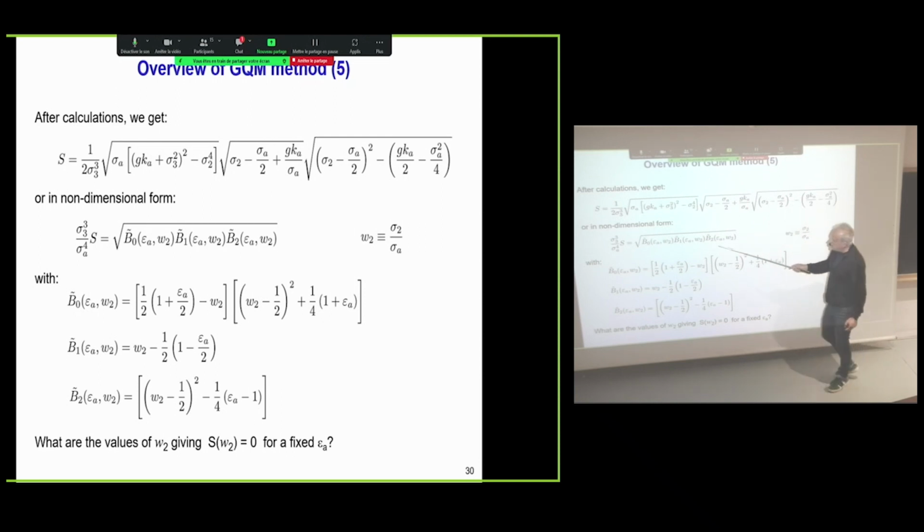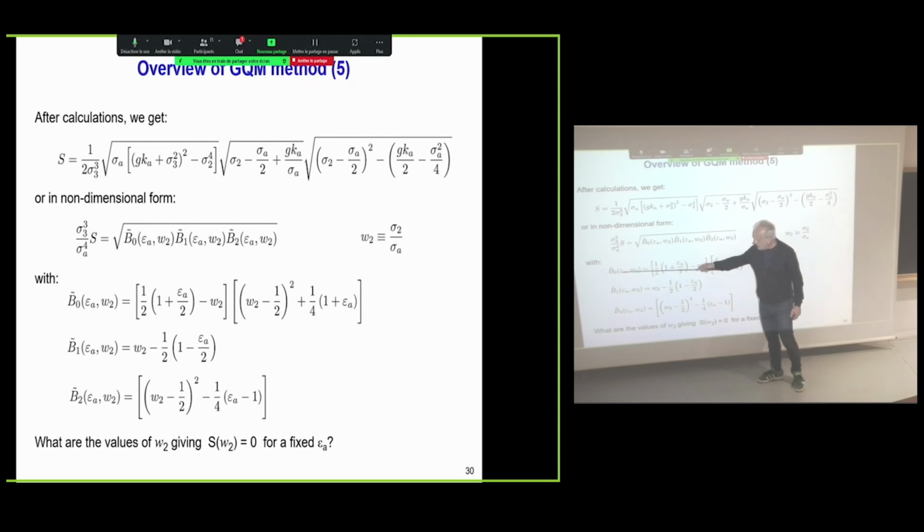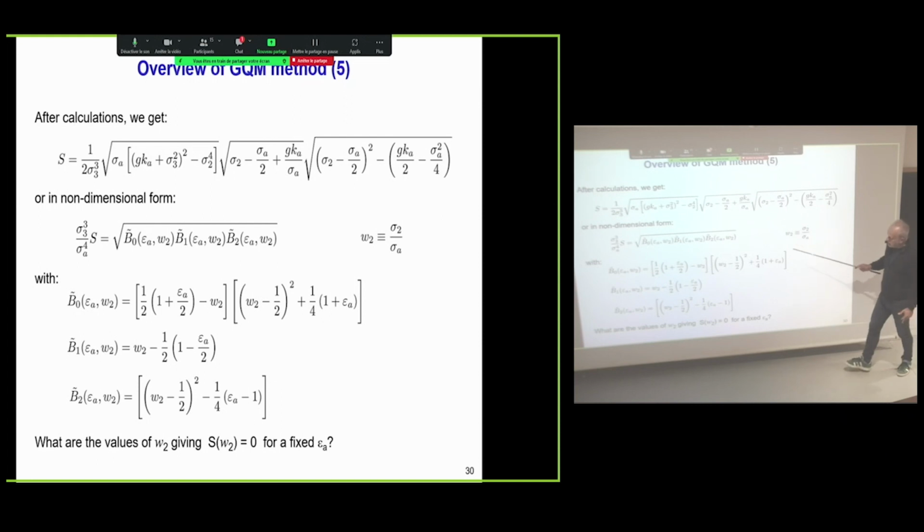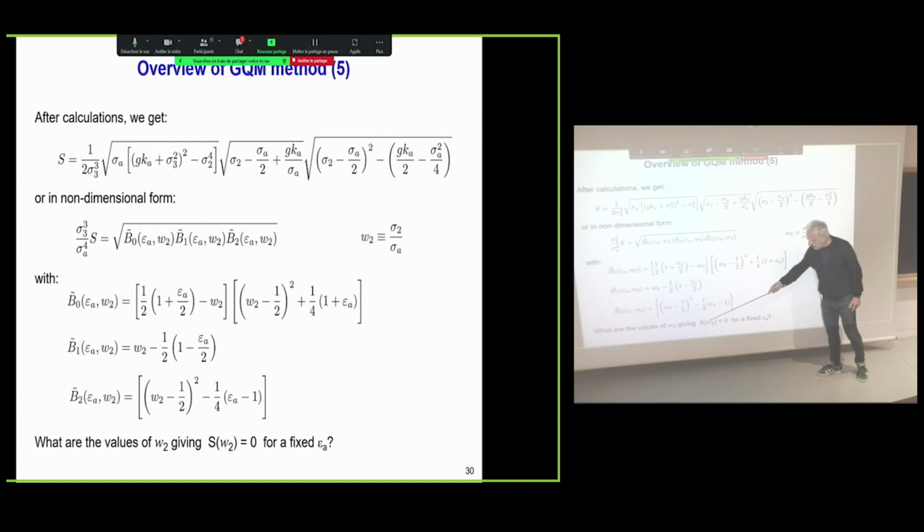In fact, it can be written as a product of 3 terms: B0, B1, and B2, whose expressions I gave here. They are all functions of epsilon A, the non-dimensional parameter I just introduced, and W2. What is W2? It's sigma 2, the frequency of component 2, divided by sigma A. So it's also non-dimensional. We will be looking at which values of W2, which values of sigma 2, make this term vanish for a given epsilon A.